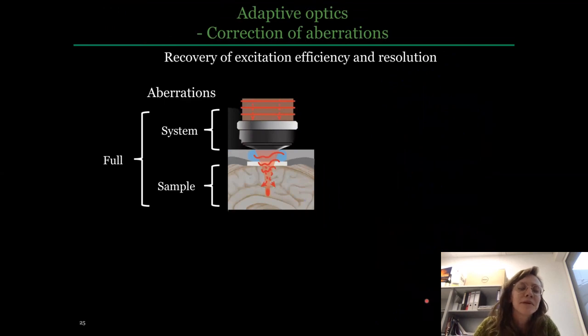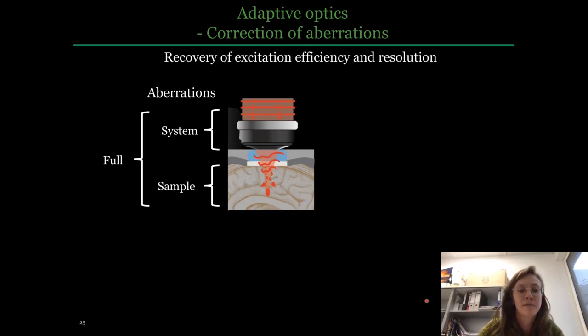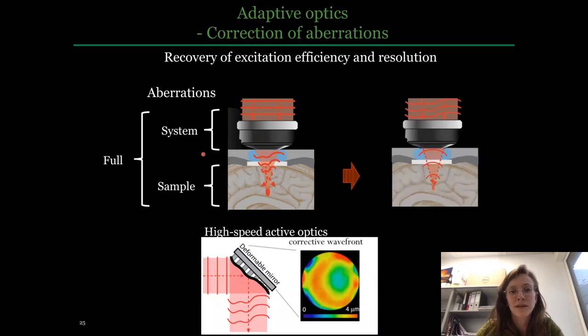And in adaptive optics, we mainly differentiate between two types of aberrations: system aberrations, which result from the optical components themselves, and sample aberrations, due to the sample preparation, so the refractive index mismatch between the objective, the immersion media, and the sample itself. Correcting for system aberration yields ideal performance of a microscope. While sample aberrations can vary even across a field of view, and therefore, for correction of sample aberration, we need an active optical element which can modulate the incoming wavefront, such as a deformable mirror.